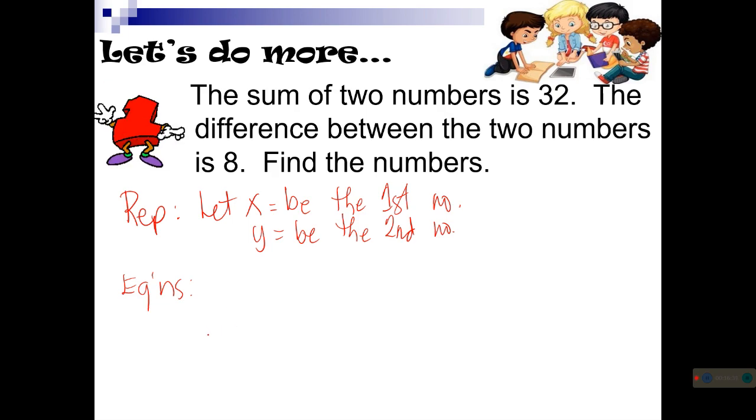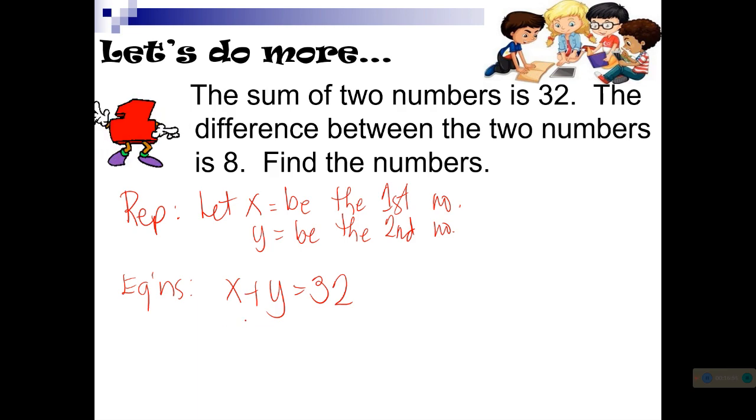On the first statement, we have the sum of two numbers is 32. What will be our equation there? Correct. We have x plus y equals 32. And then we have the difference between the two numbers is 8.